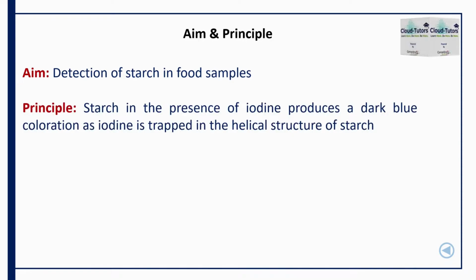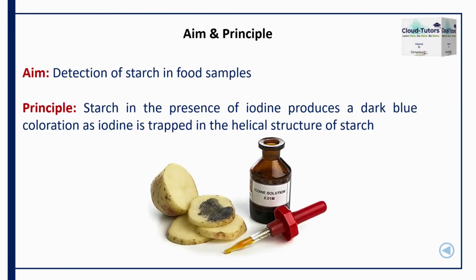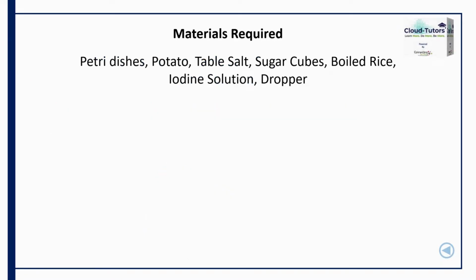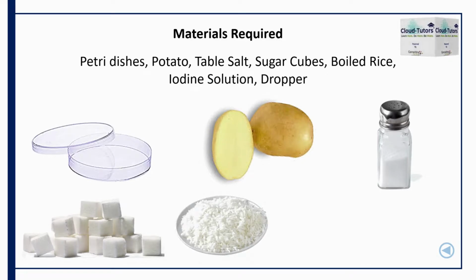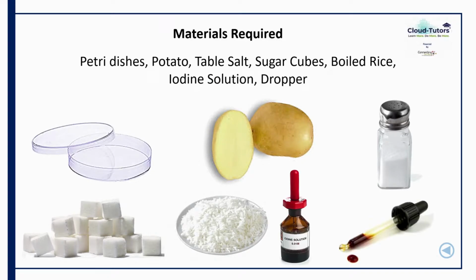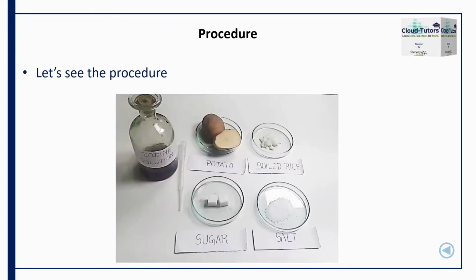The principle behind this experiment is that starch in the presence of iodine solution produces a dark blue coloration, which is very evident. This is because iodine gets trapped in the helical structure of starch. So food items which have starch will show a positive test for the experiment. The materials required are petri dish, potato, table salt, sugar cubes, boiled rice, iodine solution and dropper. So let's begin the experiment.